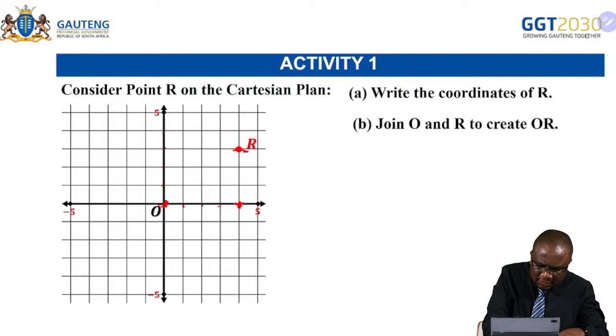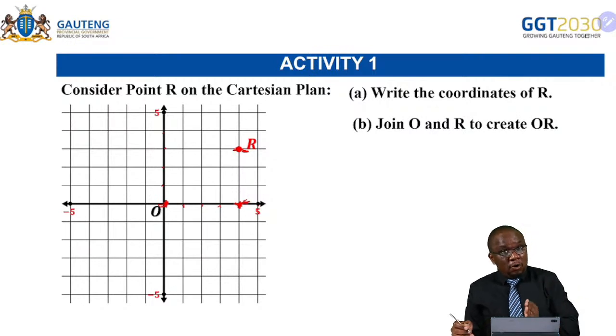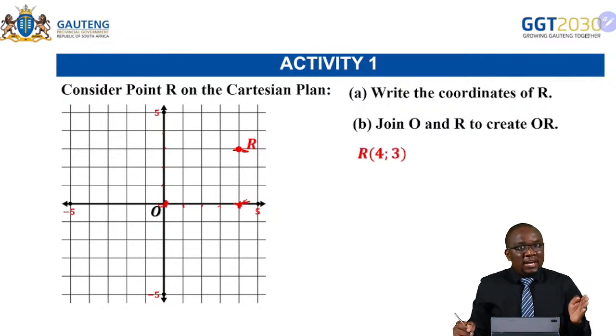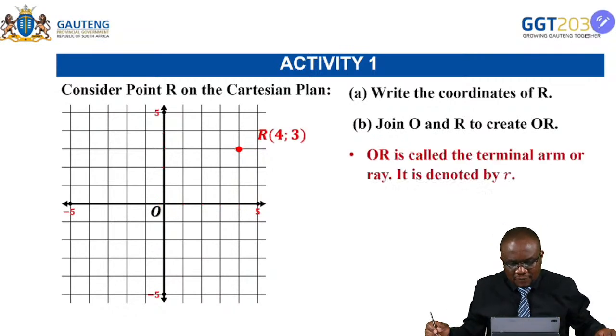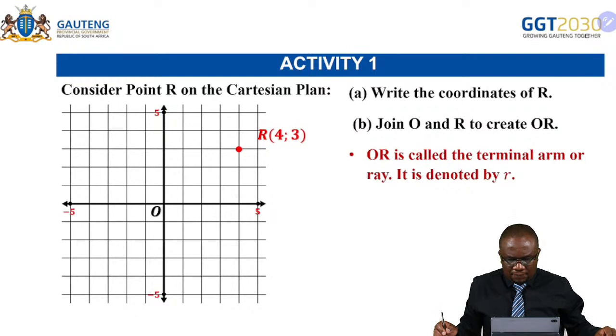Let me show. Right by the side. From there up to there. That's what. So x is what? 4. You see? That's x. Y is 3. Okay. So those are the coordinates of R. Right. It says join O and R to create OR.